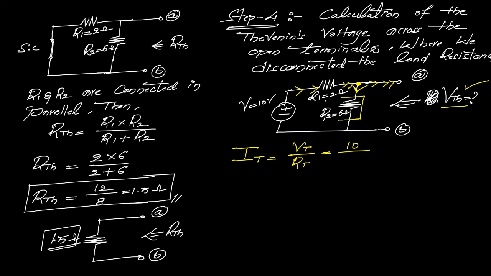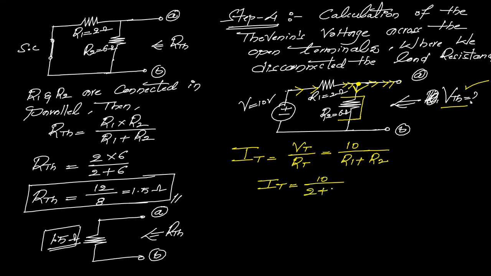R1 and R2 are both connected in series. We neglect the open terminal, because we already know an open terminal means we do not have any resistance there. So we are considering only R1 and R2. Since they are in series, we just add these two resistances. Clear?